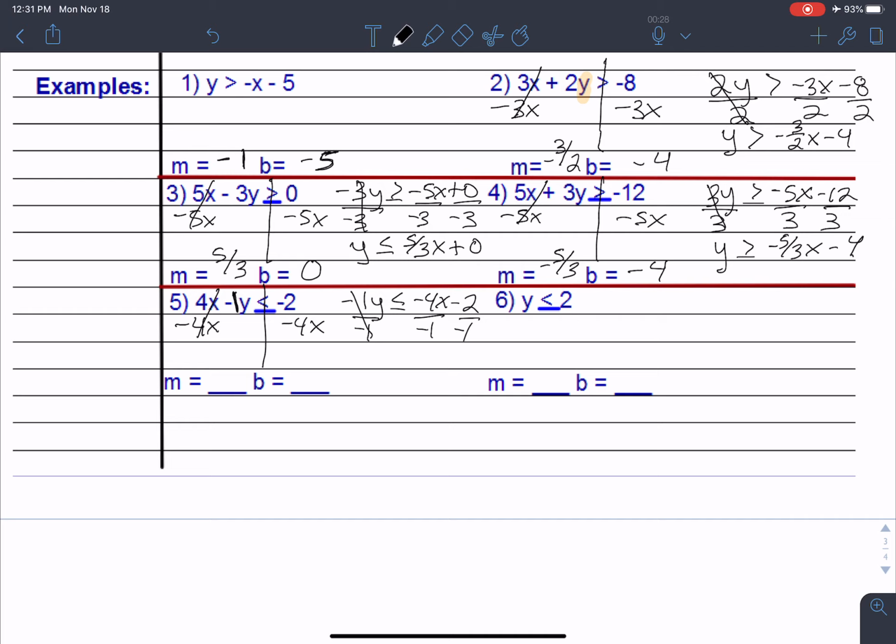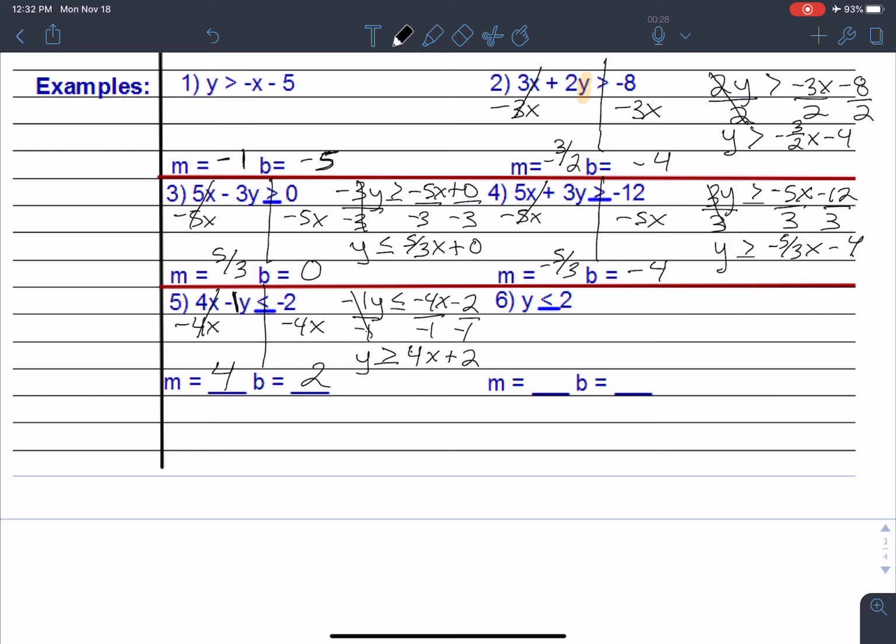So my negatives cancel, and I just have y. But because I divided by -1, I have to flip my symbol to greater than or equal to. -4 divided by -1 is just a 4x. And -2 divided by a -1 is a +2. So my slope is 4, and my b is 2.